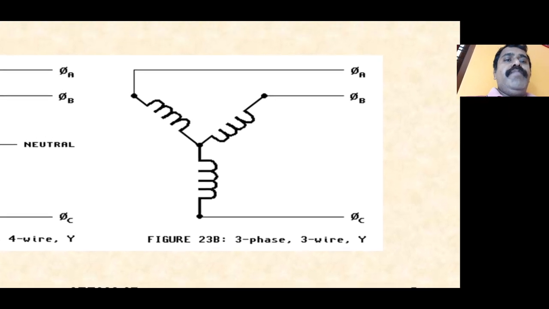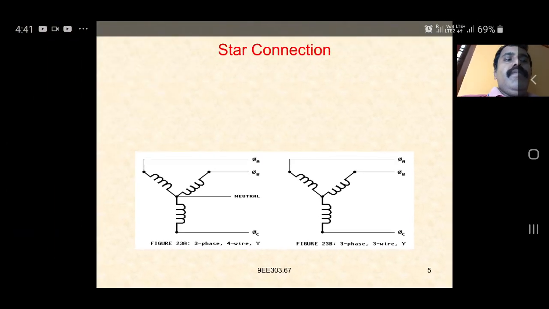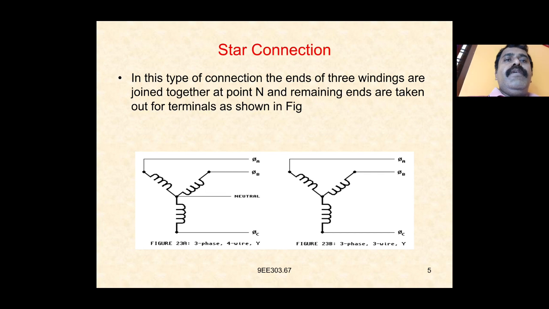Figure B indicates the three phase three wire system. It is also a star connection, where phi A, phi B and phi C are the three phases. In this type of connection, the ends of the three windings are joined together at the point N, and the other ends are taken out as terminals, as shown in the figure. The middle terminal, when connected, is the neutral wire, and that is a three phase four wire system. Where no neutral wire is connected, it is a three phase three wire system.